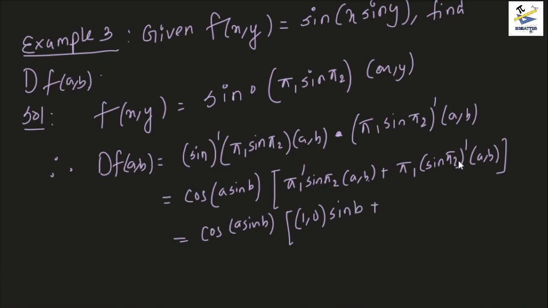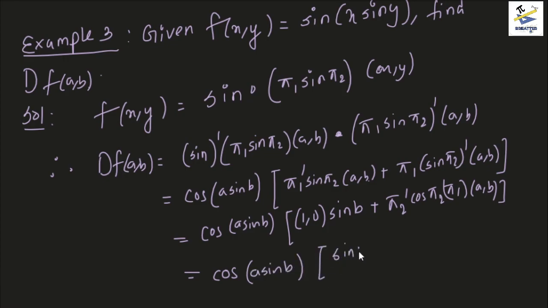Similarly, this sine pi 2's derivative is pi 2 prime into cosine of pi 2. So it is basically pi 2 prime into cosine of pi 2, and we also have a pi 1 separately at the point (a, b). This would give us cosine of a sine b.